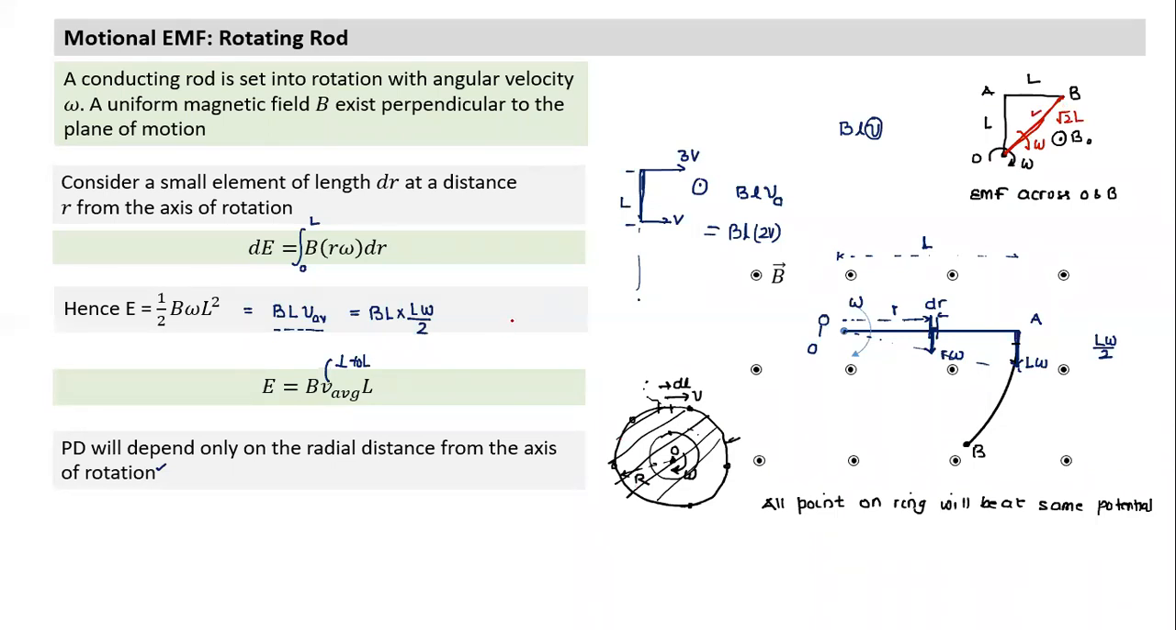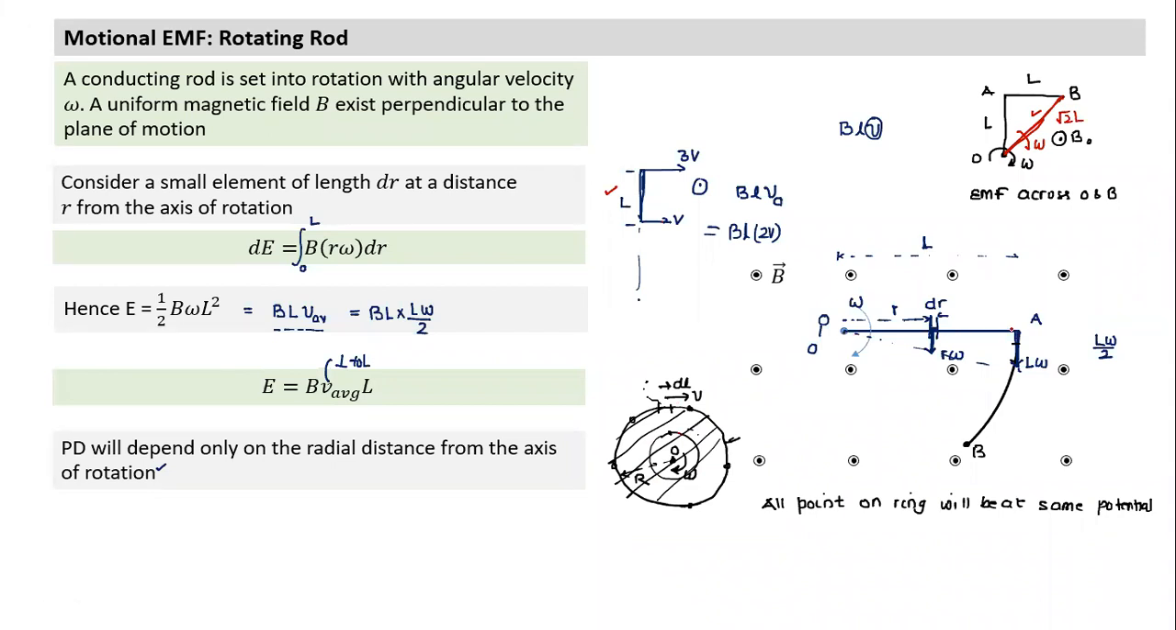So far, what are the key points to understand about rotation? Rotation also I can treat as if any object is in motion: if the two end velocities are not the same, EMF developed equals B L into average velocity. That's one thing. Second, if an object is in rotation, all points which are equidistant will have the same potential, so potential only depends on the radial distance. We'll apply this to some more cases.